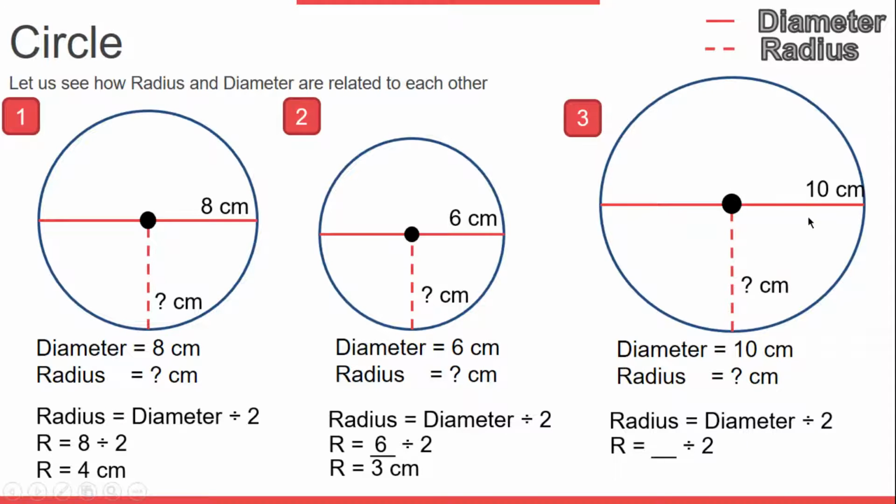So diameter, I need to fill in for the diameter. So diameter is given to me as 10. So I will write the 10 here. 10 divided by 2 gives me 5. So R equals 5 centimeters.